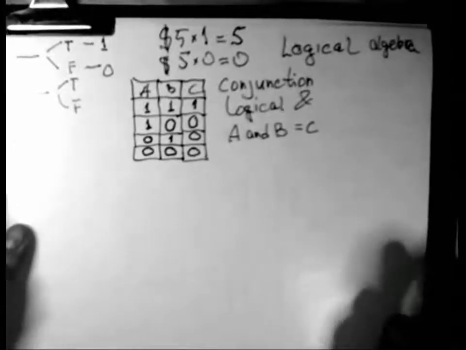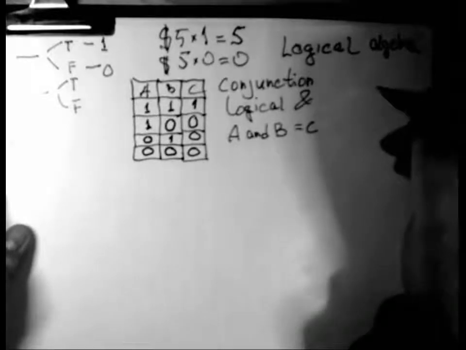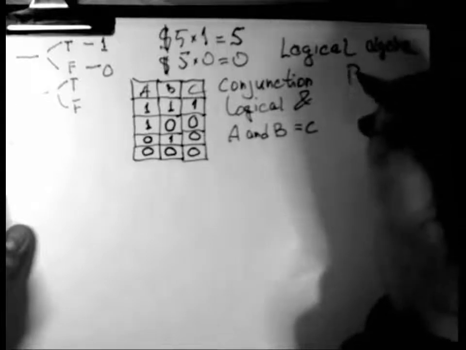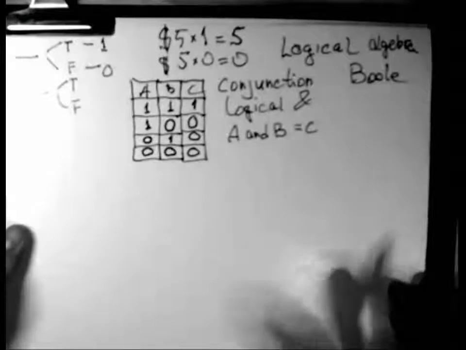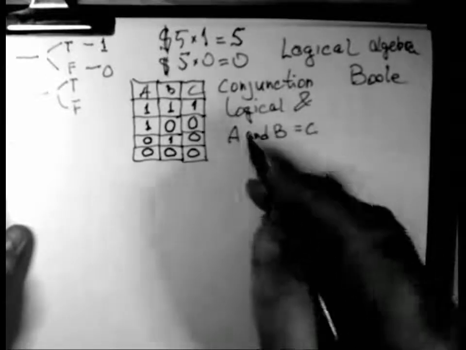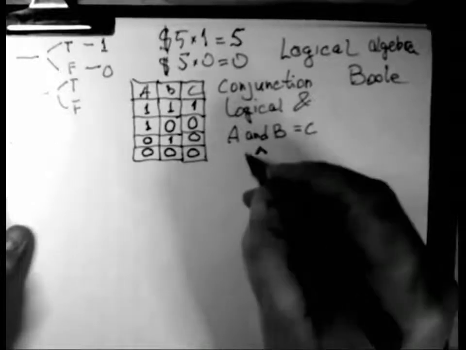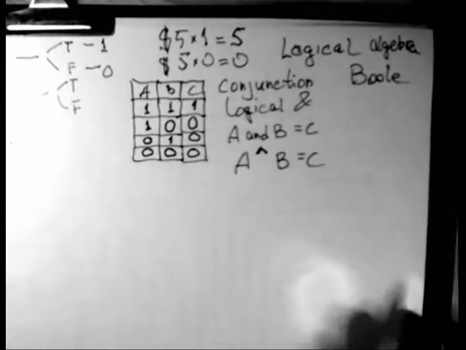Logical algebra was invented by Aristotle in ancient Greece. Then the mathematical expression of logical algebra was made by Boole. So logical algebra is also named Boolean algebra. The symbol for the operation AND is a little birdie, like this. So we can say A and B is equal to C. Another expression is A in conjunction with B is equal to C.